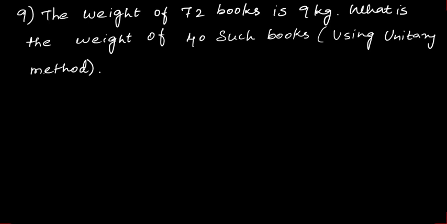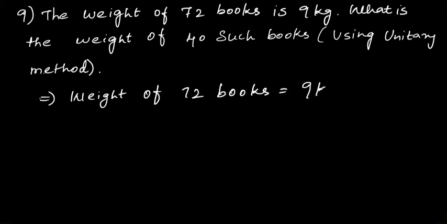9th question. The weight of 72 books is 9 kg. What is the weight of 40 such books? Using the unitary method, write weight of 72 books is equal to 9 kg. So 9 kg, when you write in terms of gram, we'll get 9000 gram. So from this, find the weight of one book.